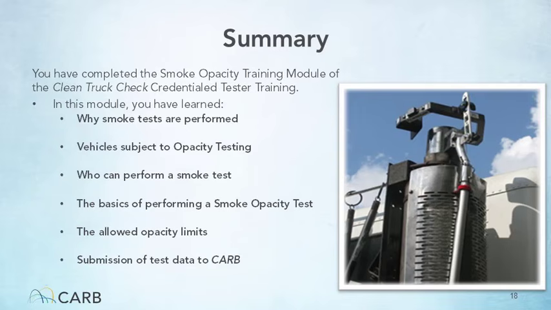As we have now reached the end of this training, let's summarize what you've learned in this course. You've learned why a smoke test is performed and which vehicles it's performed on. You've learned who can perform the test and the basics of performing the test. You've learned the allowable opacity limits that vehicles must meet. And finally, you've learned how to submit the results to CARB.